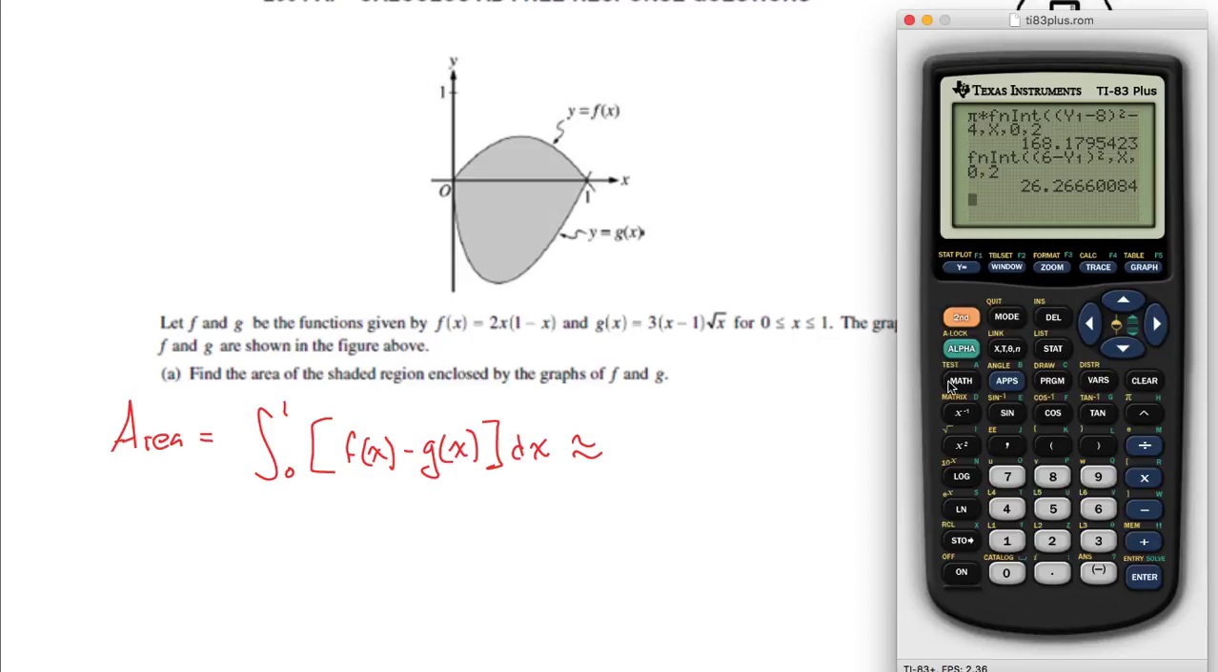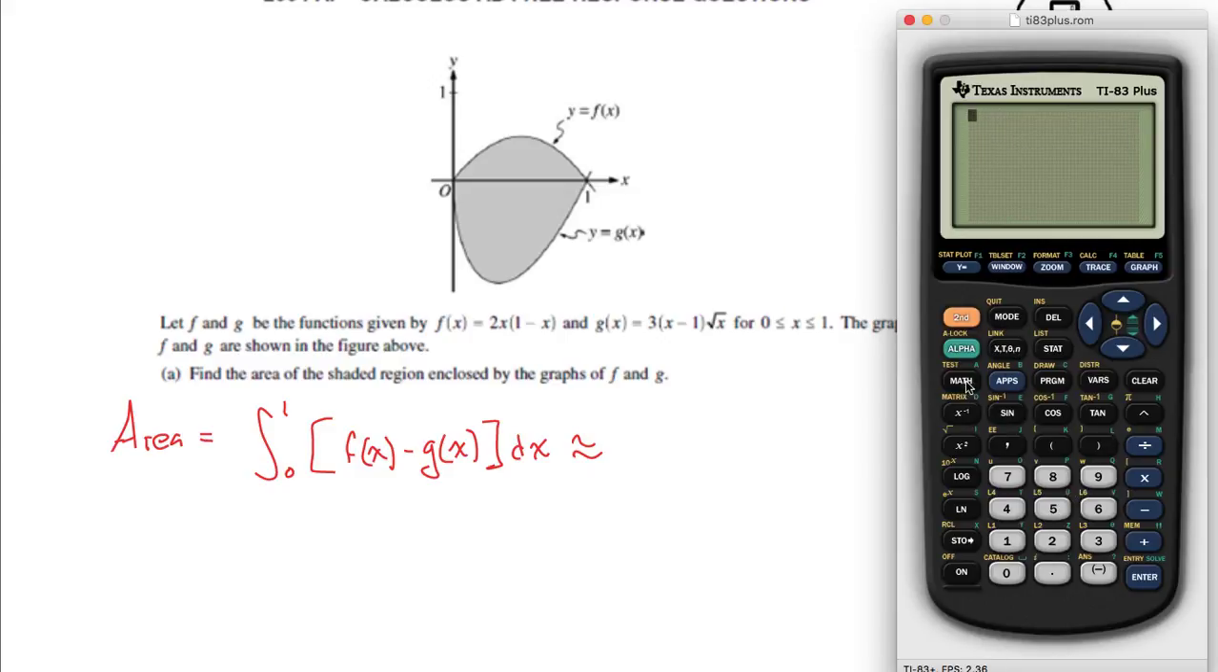You should approximately get, let's check with our calculators. Oh, wait for me. Both of these I want to enter in because they're both kind of ugly functions. So f of x is going to be 2x times the quantity of 1 minus x. And my g of x is going to be my second function. That's going to be 3 times the quantity of x minus 1, times the square root of x. And let's get out of that.